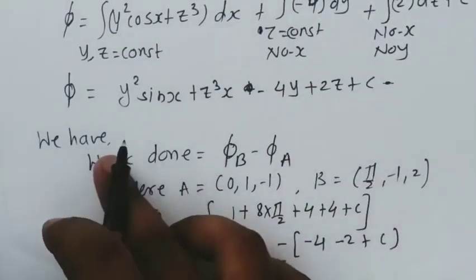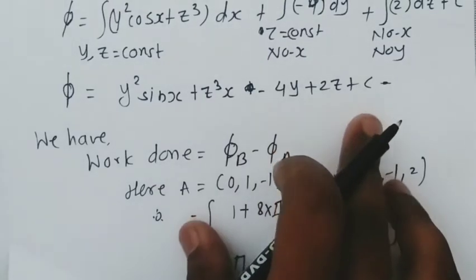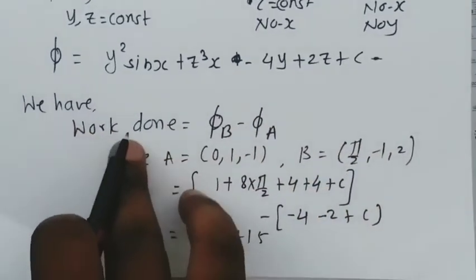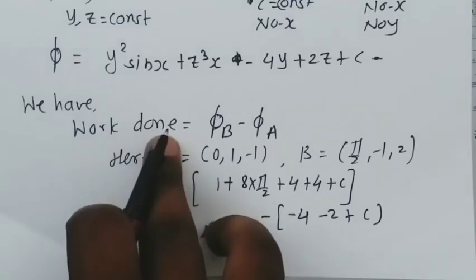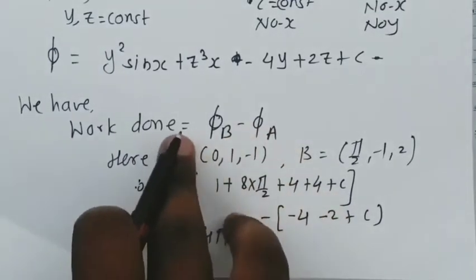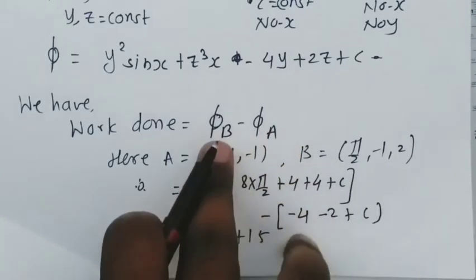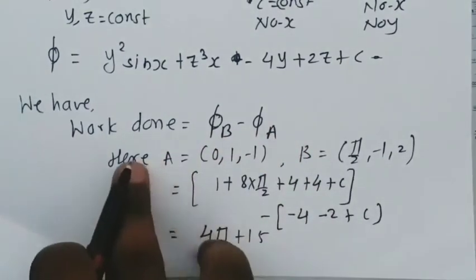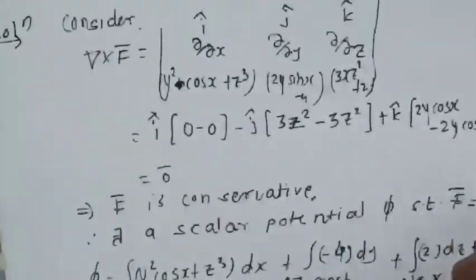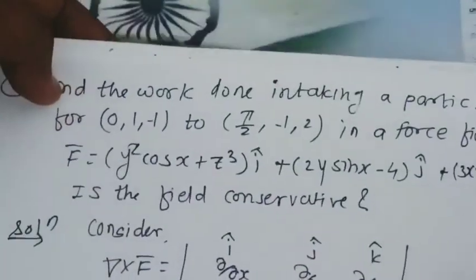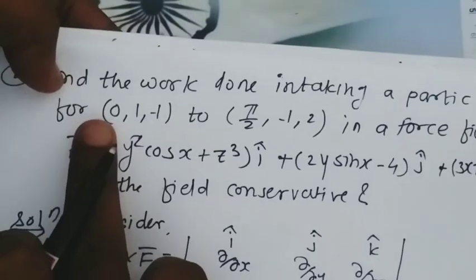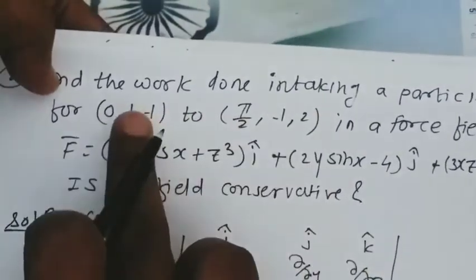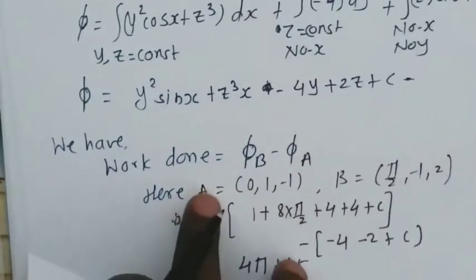Now we have calculated phi. By using that phi, we can calculate the required work done. Now we have the formula for work done. In the case when the endpoints of the curve are given, it is phi at b minus phi at a, where b is the end point of the curve and a is the starting point. Here a and b are given in the example. You can check the question back. From 0, 1, minus 1 to this, this means this is the starting point, this is the end point, so this is a, this is b, so that I have taken here.